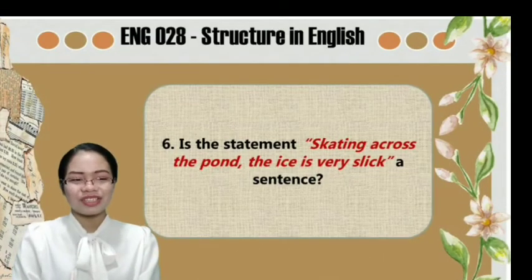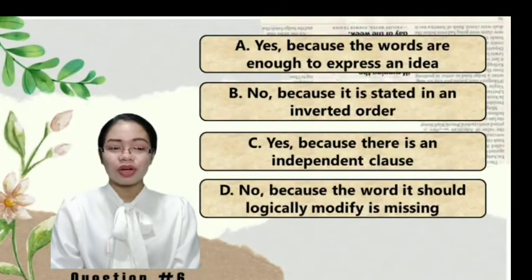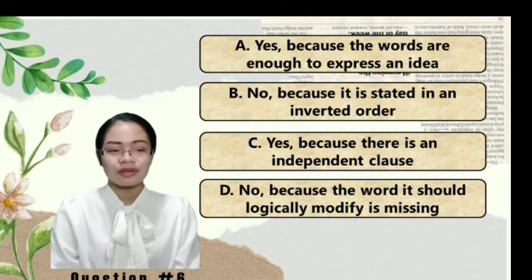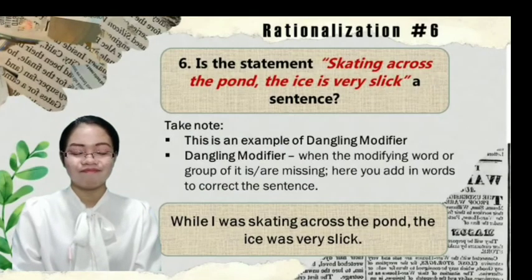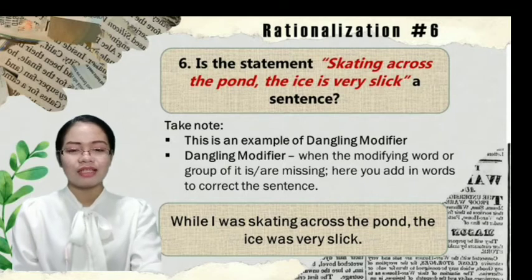For our last question, is the statement, skating across the pond, the ice is very slick, a sentence? Letter A, yes, because the words are enough to express an idea. Letter B, no, because it is stated in an inverted order. Letter C, yes, because there is an independent clause. Or letter D, no, because the word it should logically modify is missing. For our rationalization, let's have this.